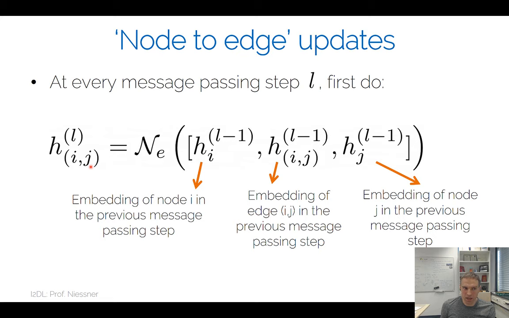So for this edge IJ that connects the nodes I and J, at the time step L we want to have some sort of feature that we compute here. This is my hidden feature here, okay? So now, how do we compute it?